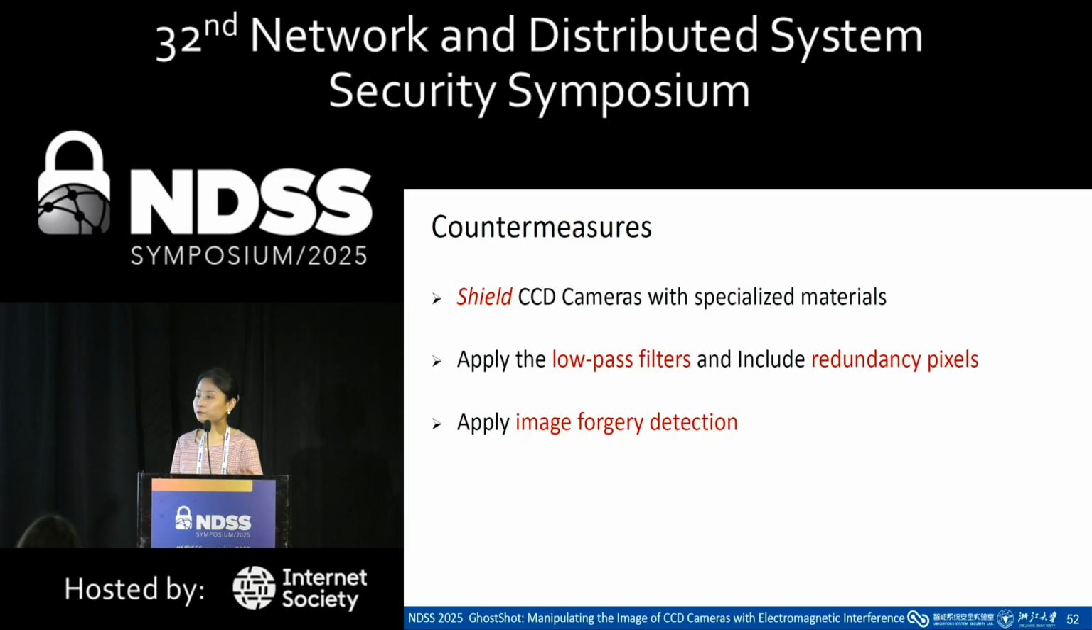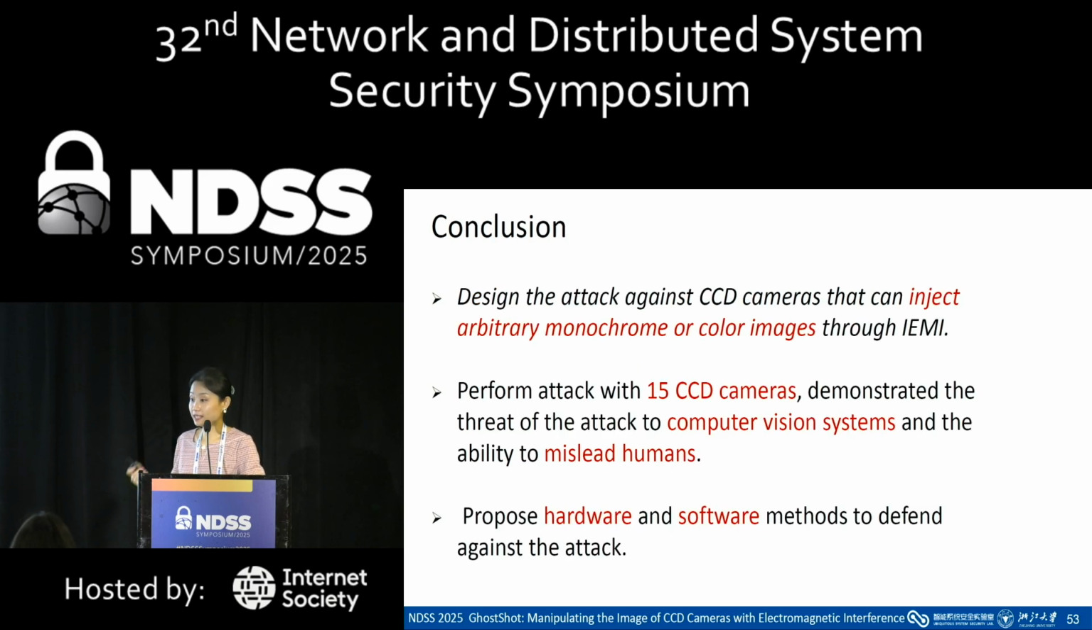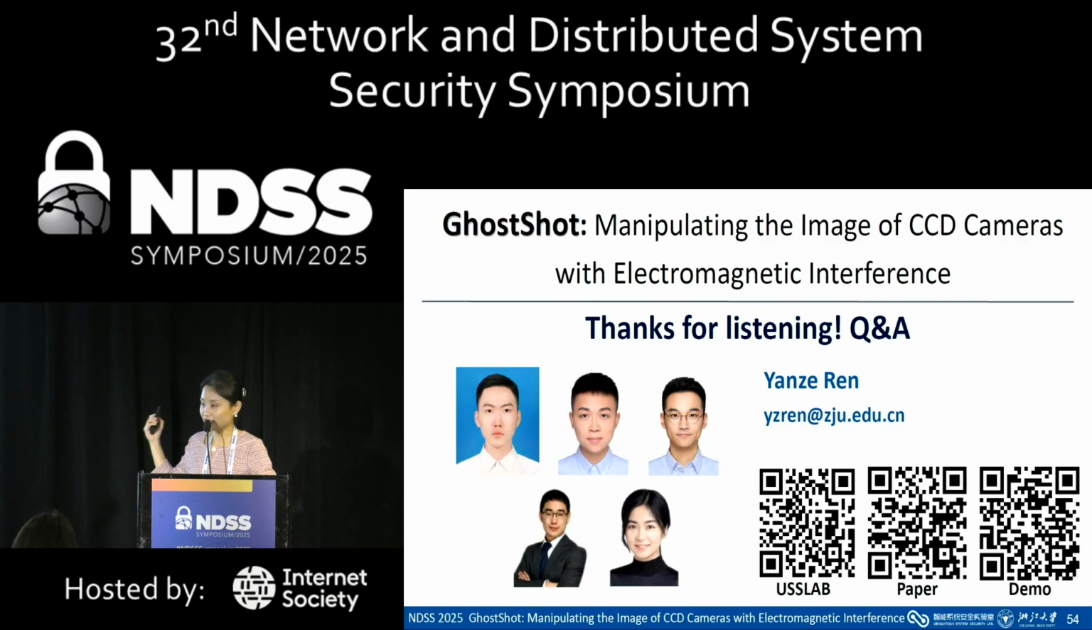Okay, so for possible countermeasures, we may shield the CCD cameras, we may apply low-pass filters, and we may apply some image forgery detection. And in conclusion, here we explore the possibility of injecting arbitrary monochrome or color images through intentional EMI to the CCD cameras, and our attack is effective with 15 CCD cameras, and we propose potential hardware and software methods to defend against such attacks.